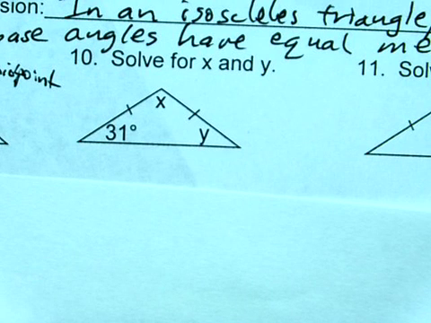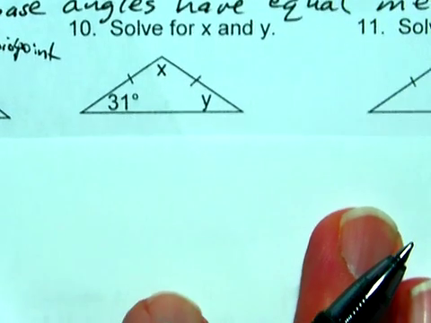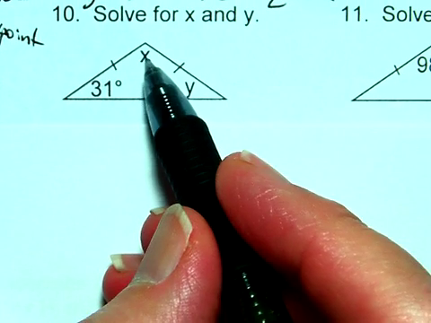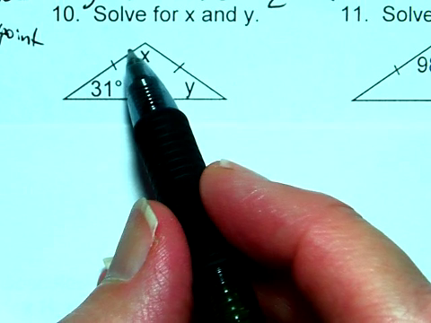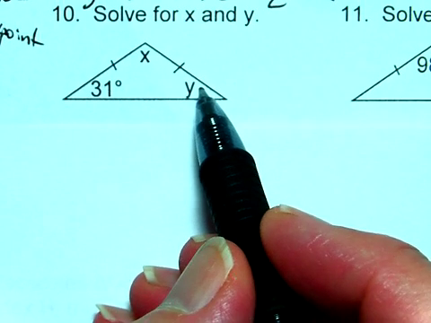Problem number 10. Solve for x and y. So what are we solving for? What are x and y here? They're angles. Very often you're going to have to figure out, is x trying to represent the length of the side, or the measure of an angle?